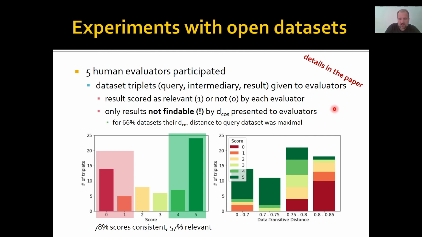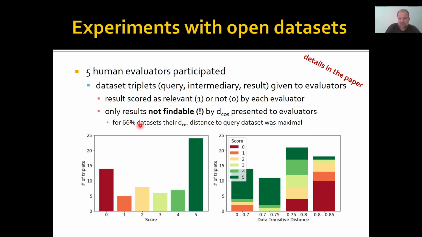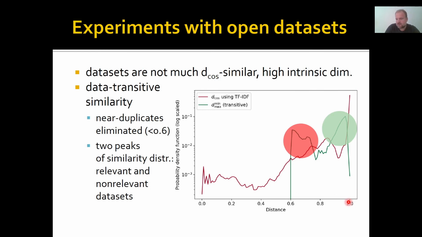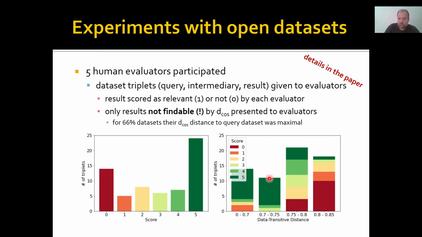So this number, the 66% dataset, is actually this case. This is the maximal distance, 1, and this is a very high portion of similarities in the direct cosine distance that is maximal. So everything we can see here is extra information that the data-transitive similarity brought on top of results that could ever be achievable by that cosine distance. So from this point of view, it's quite a nice result that we got some number of datasets that were relevant to a query.